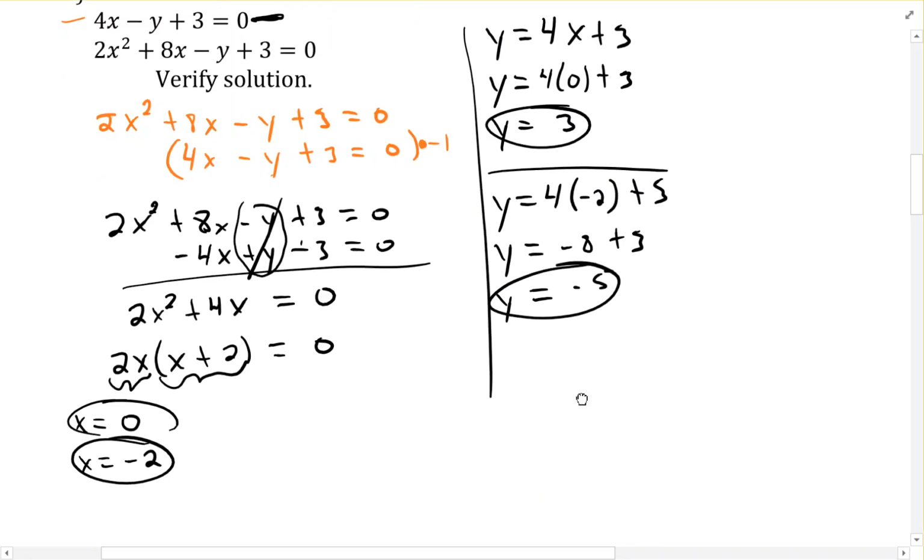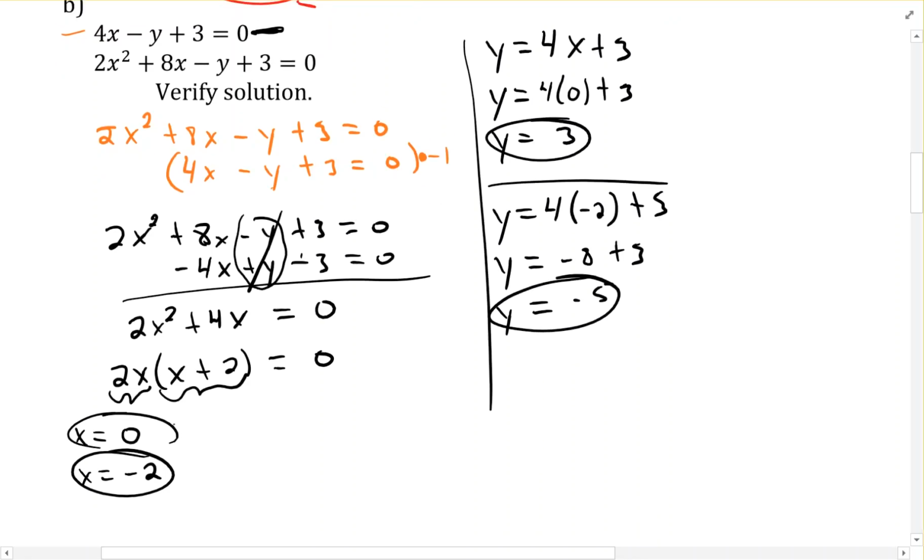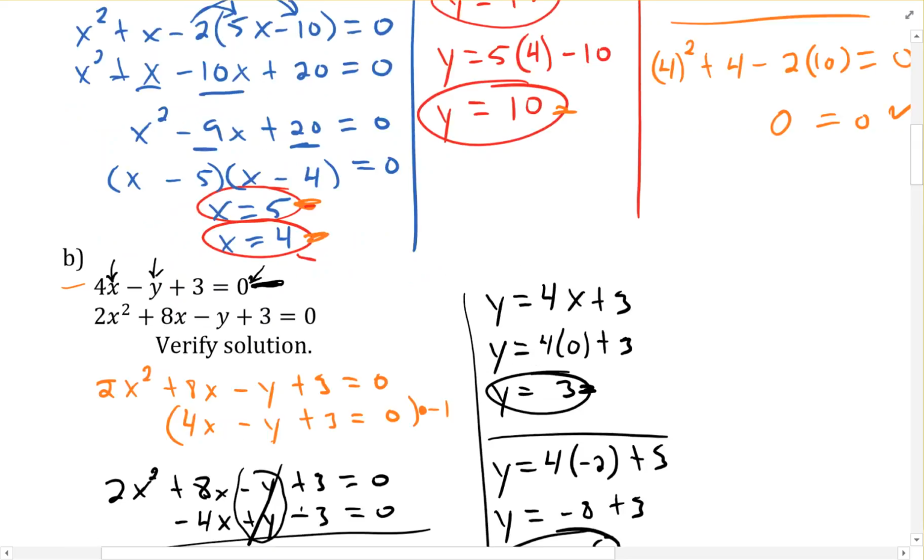Now you guys can go ahead and verify on your own. We can just say, okay, if 0 and 3 were my numbers I put in, can I put a 0 into there and a 3 into there to get out a 0? Yeah, you can. So you can kind of see that you can do that. Or you could try negative 2 and negative 5 as well to see if those work. Okay, so that was elimination method.